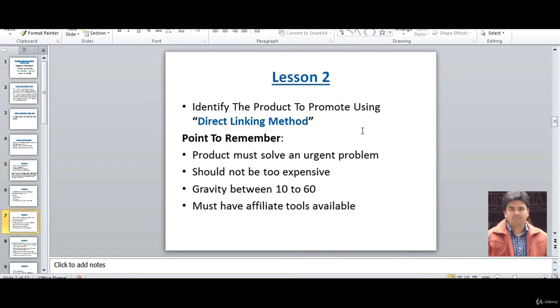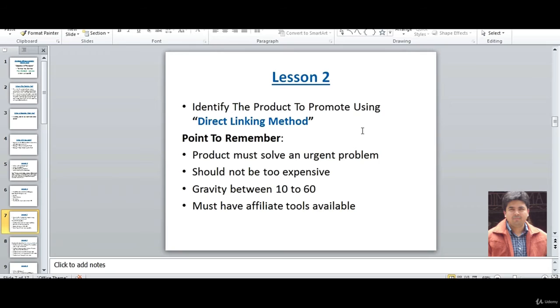Gravity should be between 10 to 60. We discussed gravity in the last video. Gravity shows us how many people are promoting the product and making money out of it, right? The higher the gravity, the better the product is, I told you. But the competition is also higher. So in the direct linking method, we don't want much competition.